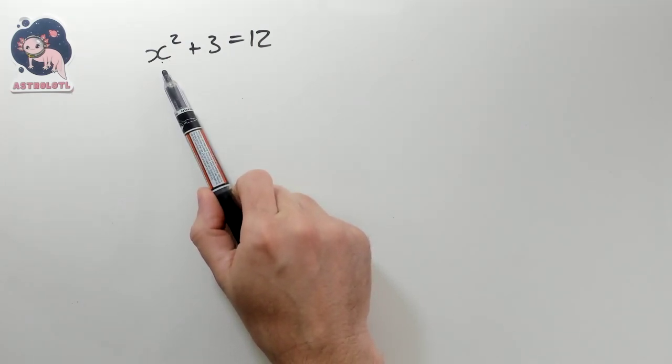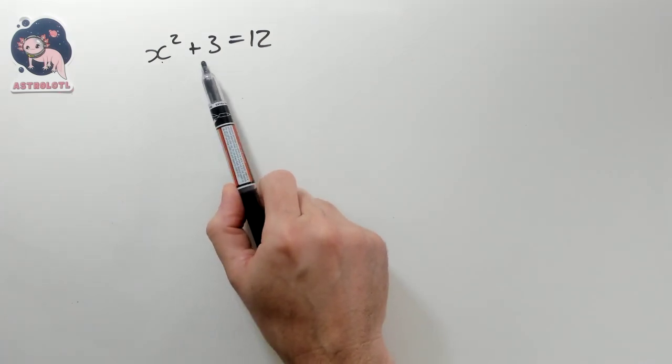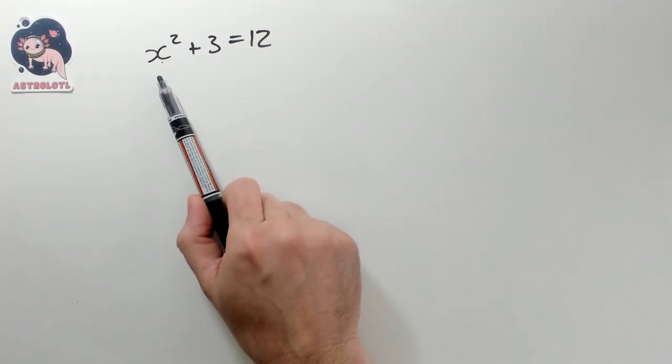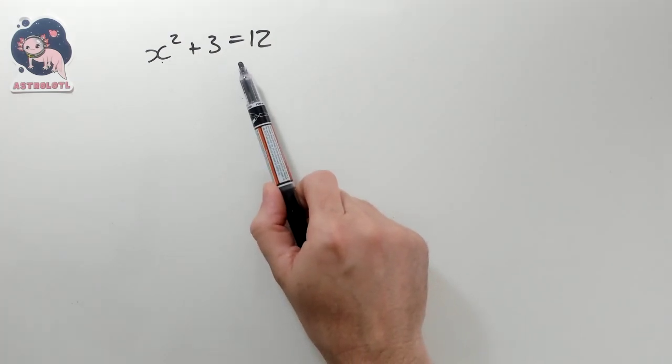I mean, 1 times 1 is 1 plus 3 is not going to be 12. So 2 times 2 is 4 times 3. That's not going to work. 3 times 3 is 9 plus 3 is 12. So we know the answer is 3, but we had to guess a couple of numbers to get there.